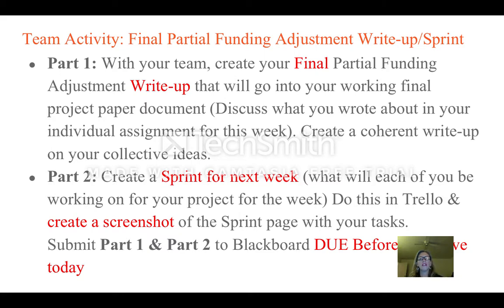So for your team activity, you're going to write up your partial funding adjustment. The final write-up is going to go into your final document. So just like last week, you wrote up your final roles write-up. This week I want you to take all of your ideas that you wrote about in your individual assignments for this week about what your plan B would be if something were to happen, and discuss what you wrote, and then just create a coherent write-up of all your collective ideas.